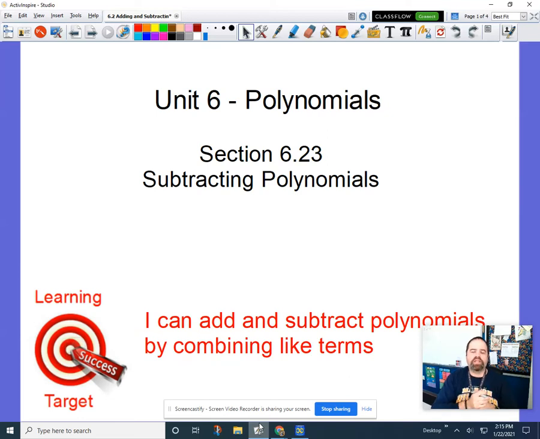Okay, so subtracting polynomials. There's really two ways you can do this. One of them is, I think, a lot more straightforward than the other, but I'm going to show you both ways and let you make your own decision, although I kind of hope you're on board with me.